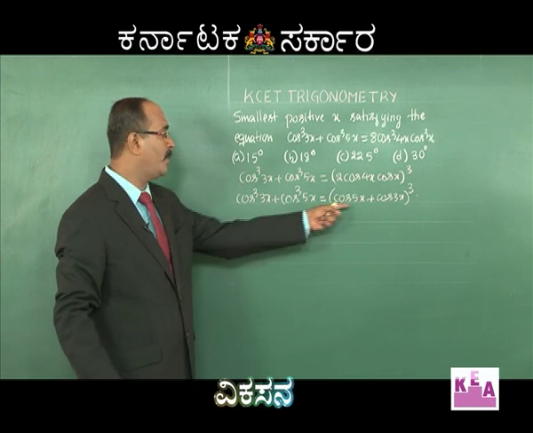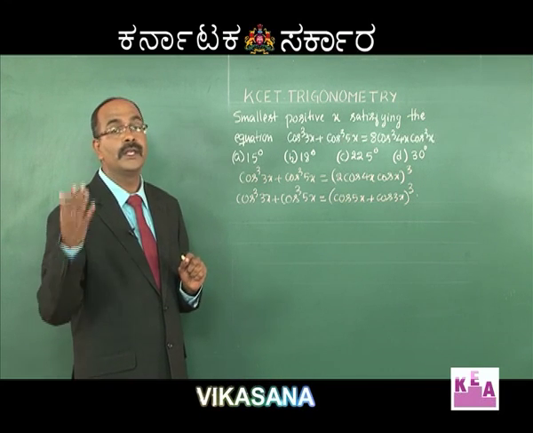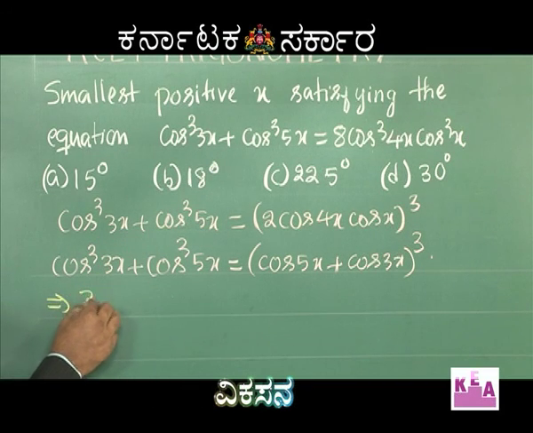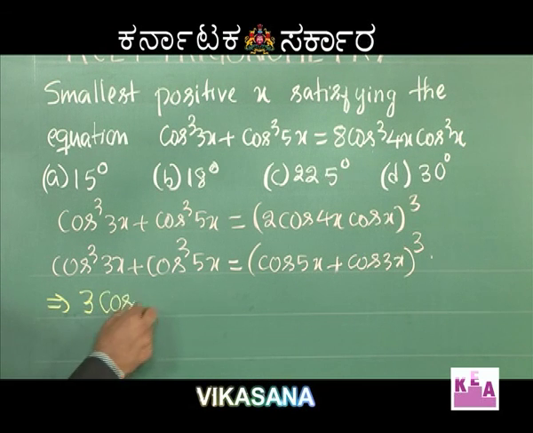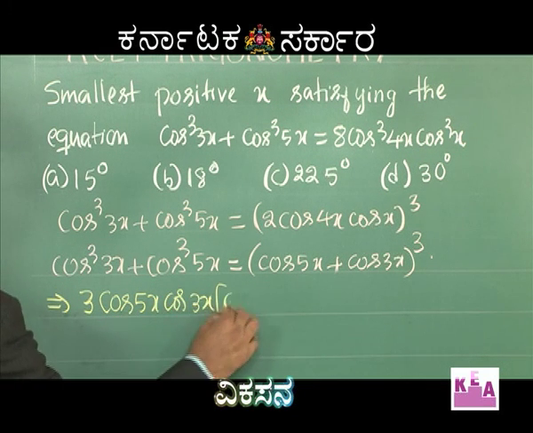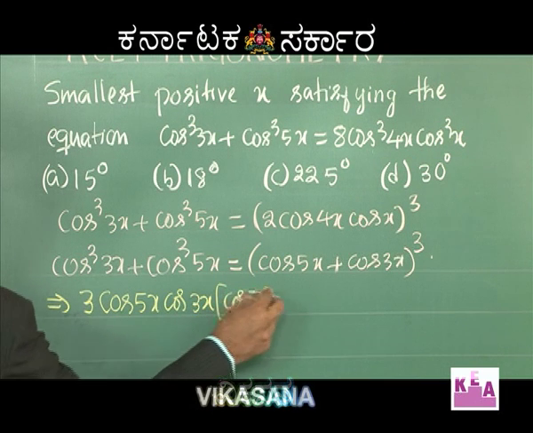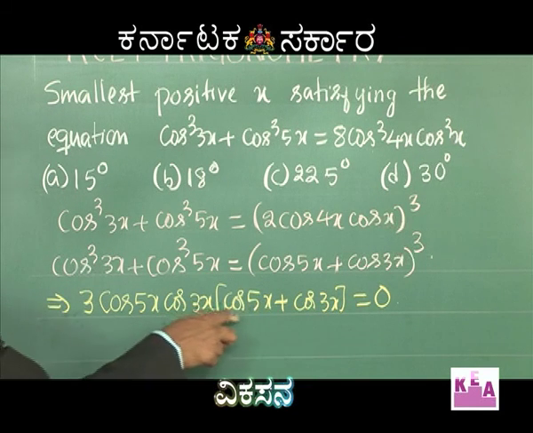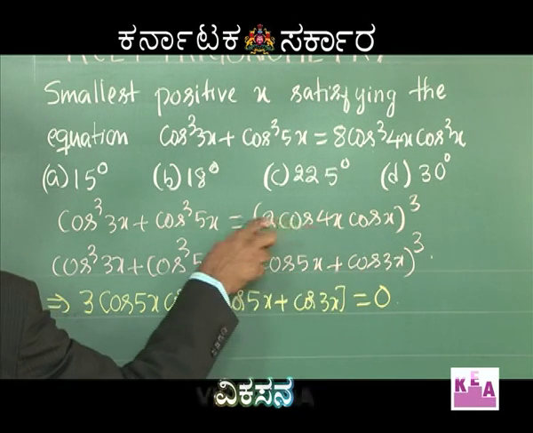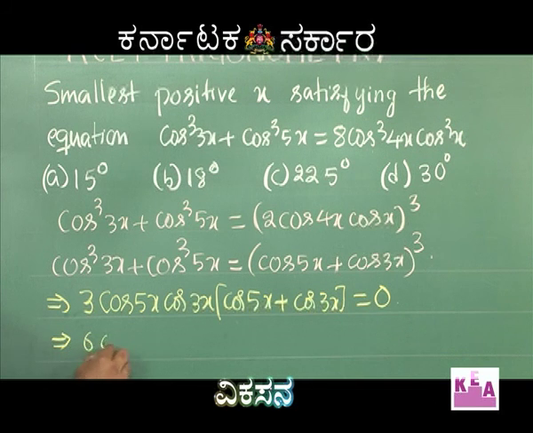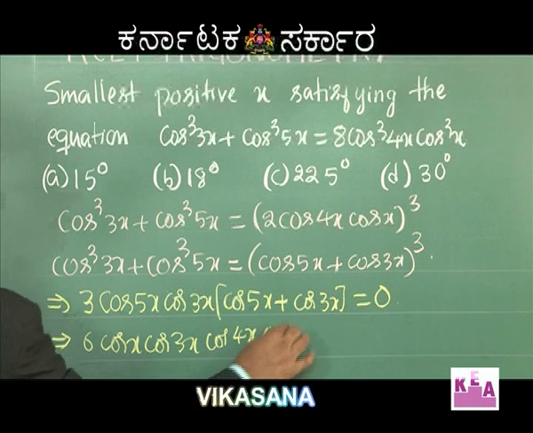Coming back to this, (a plus b) whole cube minus (a cube plus b cube) is 3ab into (a plus b). This clearly implies, shifting this to the right hand side, we will say 3ab, that is 3 cos 5x into cos 3x, into (a plus b). What is a plus b? Cos 5x plus cos 3x. Is that correct? Is equal to 0. Do you agree with me? What is cos 5x plus cos 3x? That is 2 cos 4x cos x. So this implies 6 cos x cos 3x cos 4x cos 5x.